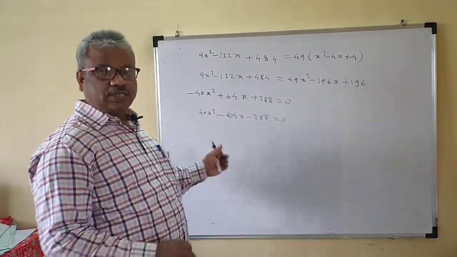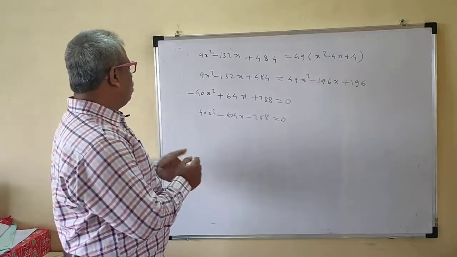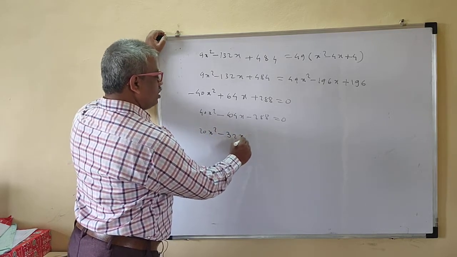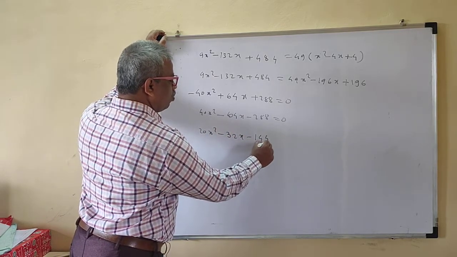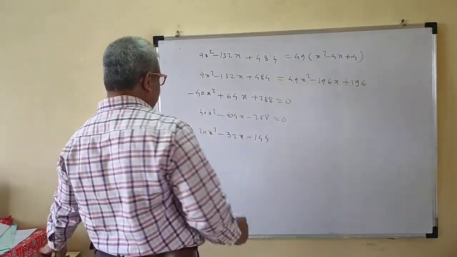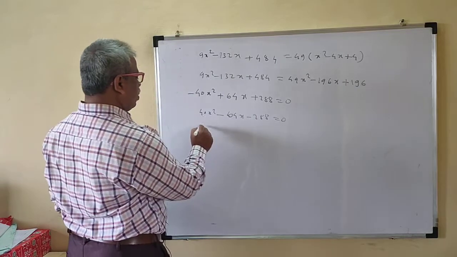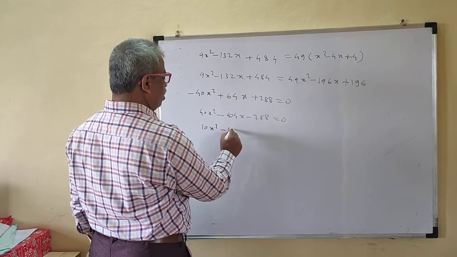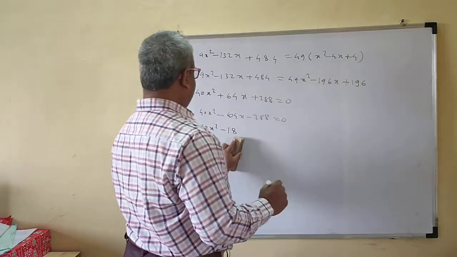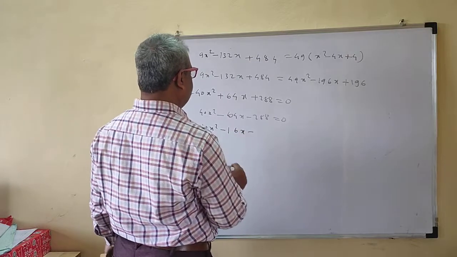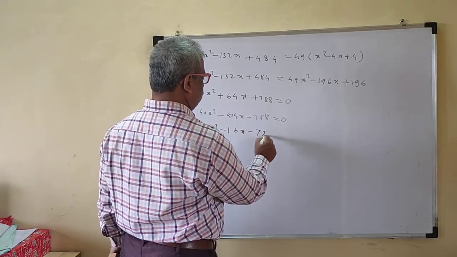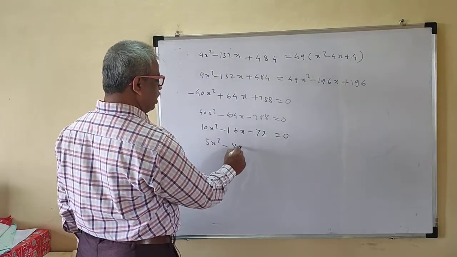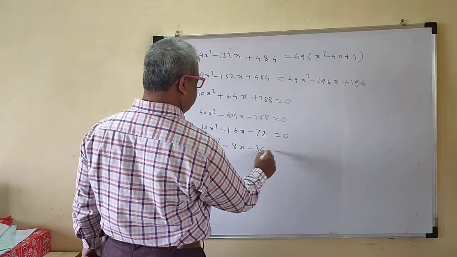You can solve this quadratic equation. Just divide by 2 now also. This is 20x square minus 32x minus 144. Actually you can divide by 4 instead of this. It will be 10x square minus 16x minus 72 equal to 0. Again you can divide by 2. This is 5x square minus 8x minus 36.